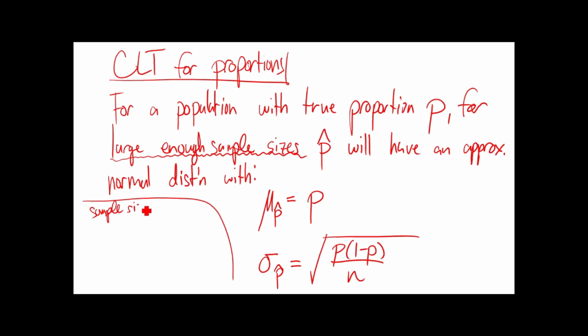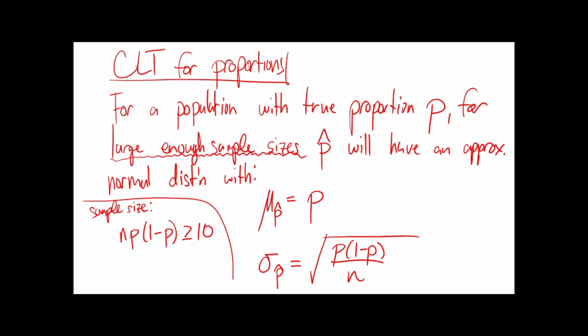What we try to check is what we want to see: n times p times 1 minus p. We want to see that to be at least 10. That's the rule of thumb. And again, that's all it is. It's a rule of thumb.